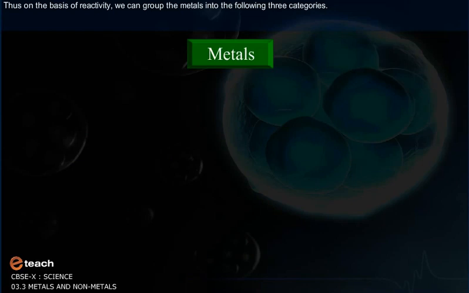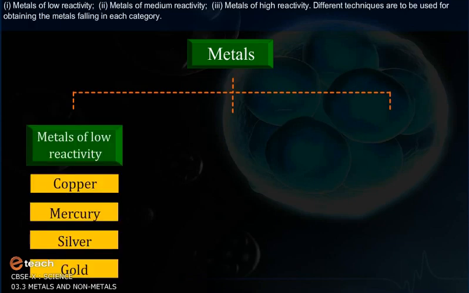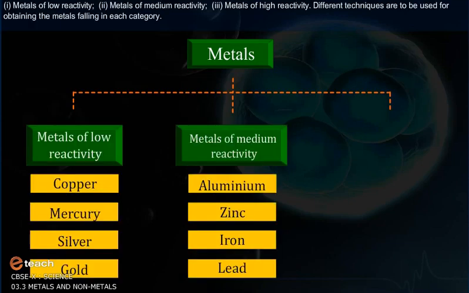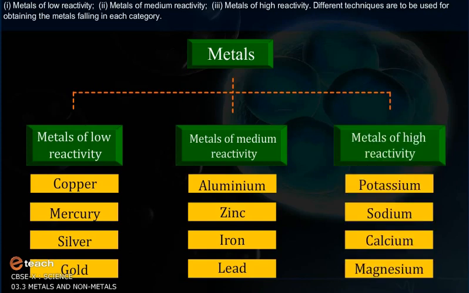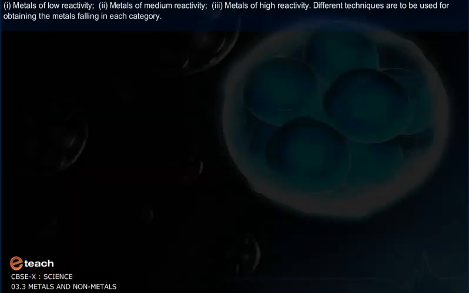Thus, on the basis of reactivity, we can group the metals into the following three categories. 1. Metals of low reactivity. 2. Metals of medium reactivity. 3. Metals of high reactivity. Different techniques are to be used for obtaining the metals falling in each category.